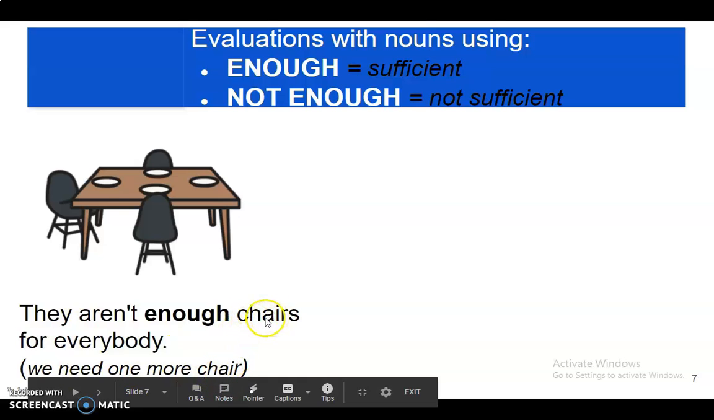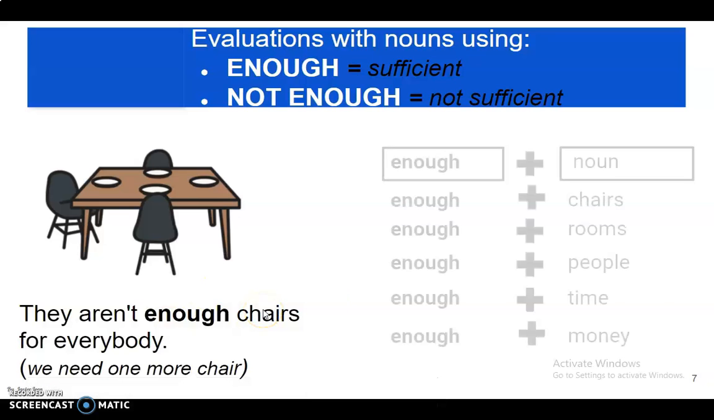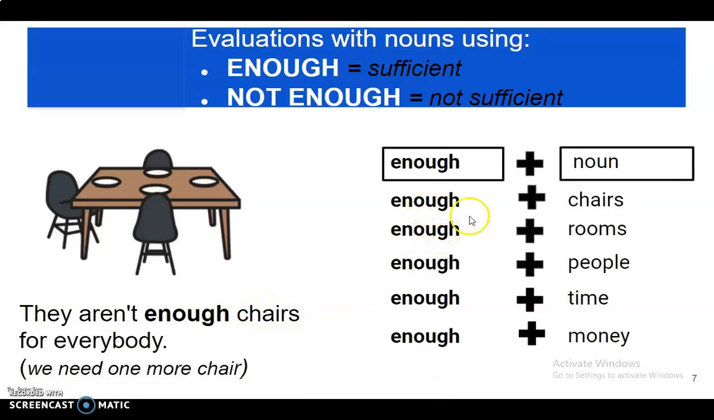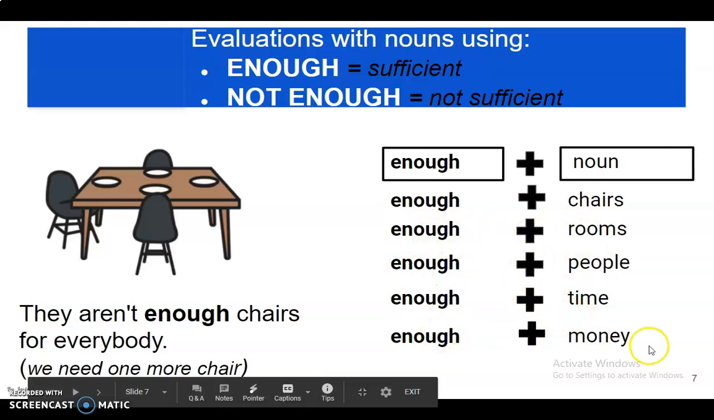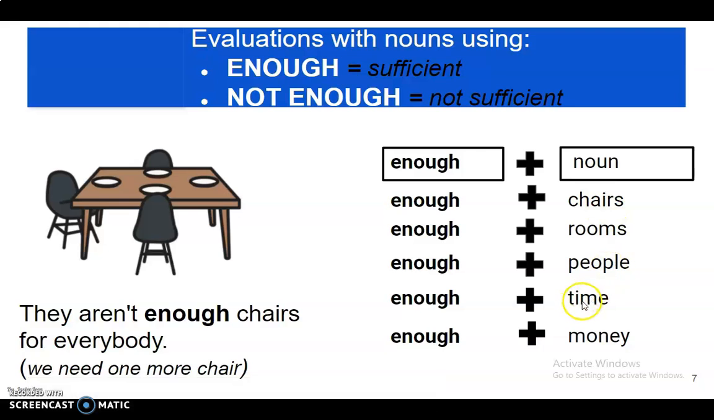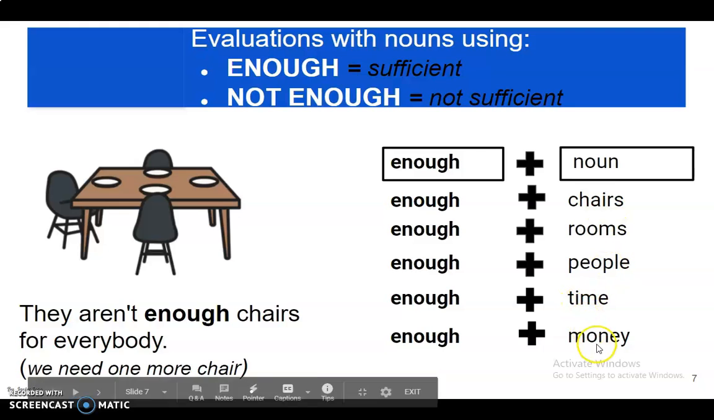Here the word chairs is the noun. Since it is a noun, it comes after the word enough. Other examples are enough chairs, enough rooms, enough people, enough time, enough money. With enough, you can use count nouns like chairs, rooms, and people, and non-count nouns like time and money.